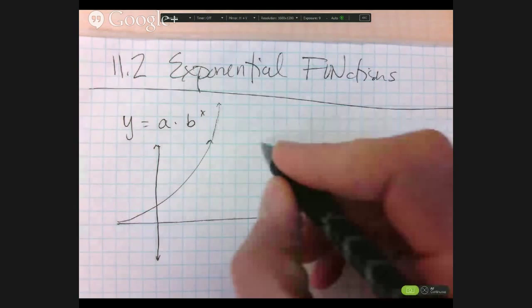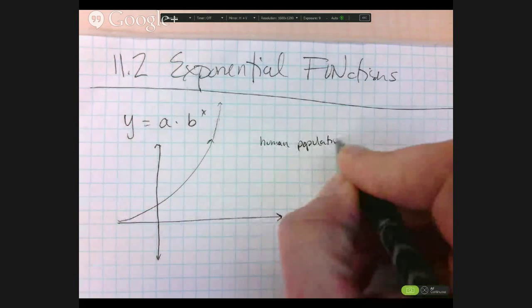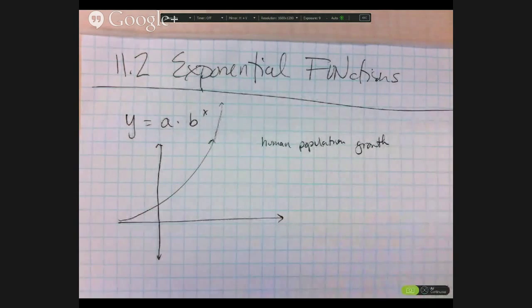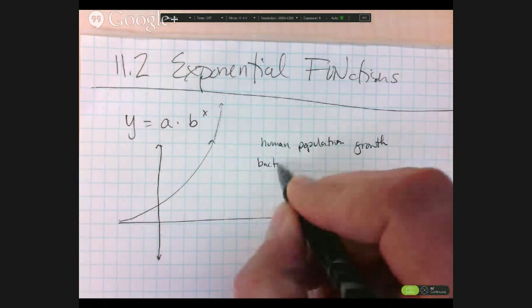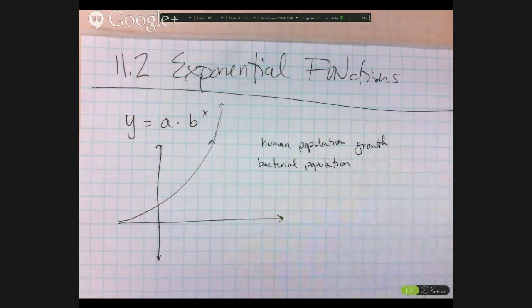Michael, you mentioned human population growth. Okay. Any other things you can think of that fit this model? Yep, that would work too, as long as there's a food source, right? Any others?